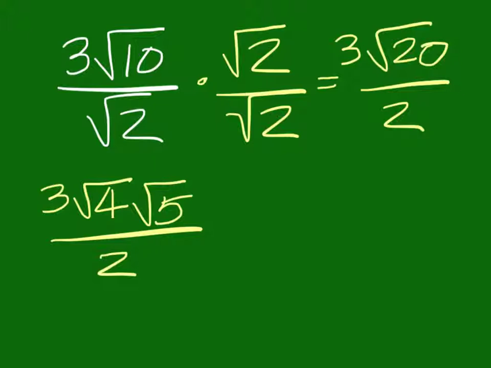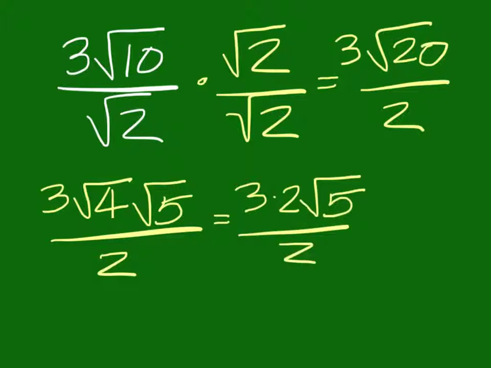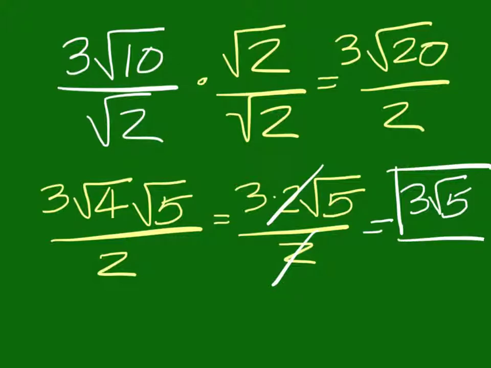Of course, the square root of 4 is 2. What can be canceled out at this point? 2's can be canceled out before you even multiply. Your final answer would be 3 square root of 5.